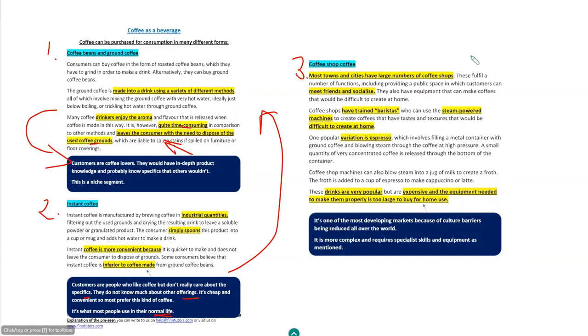These fulfill a number of functions. There will be a public space. You can meet your friends, socialize, have a chat. Coffee shops have trained baristas who can use the steam-powered machines to create the coffees that you cannot do at home. One popular variation is the espresso, which involves filling a metal container with ground coffee, blowing steam. You can always do it if you are trained.